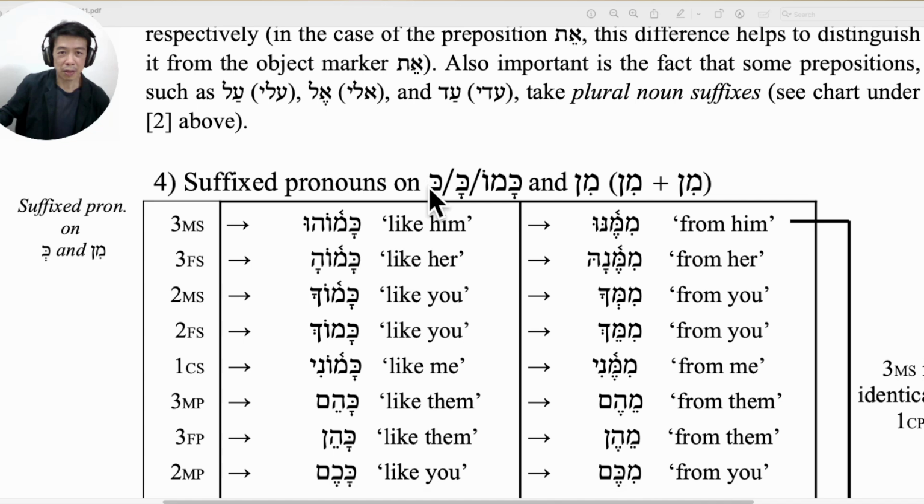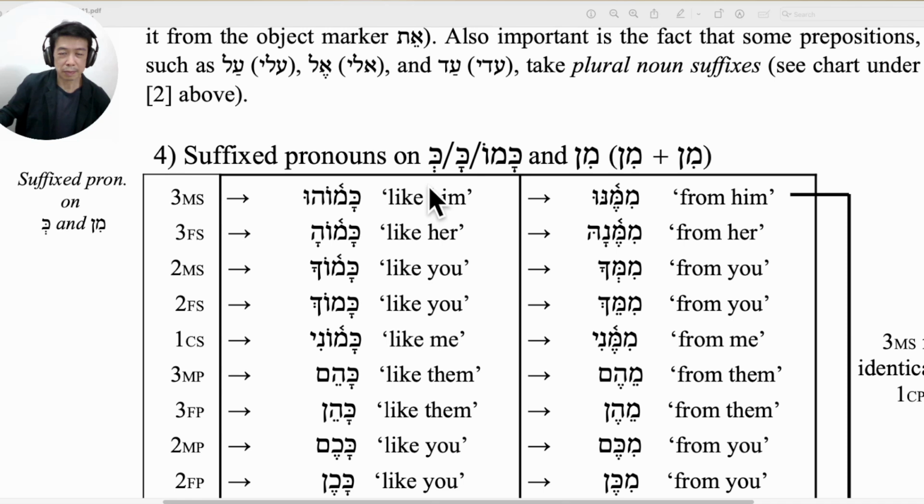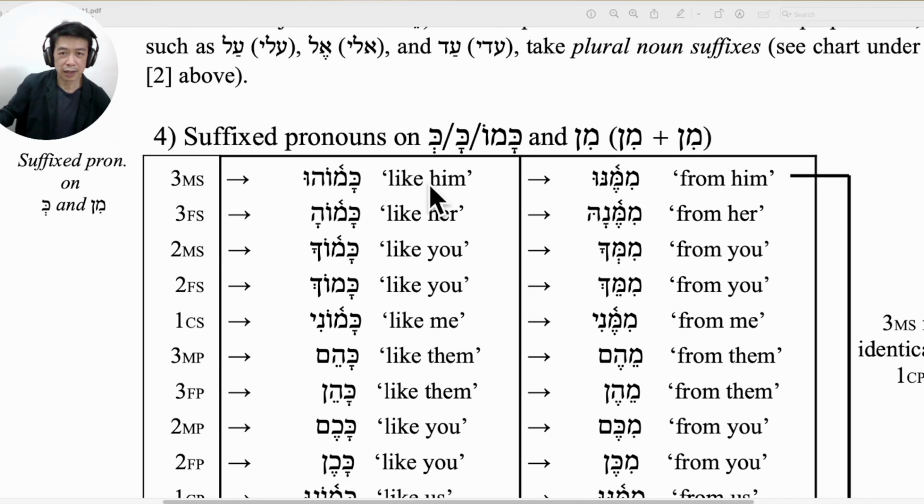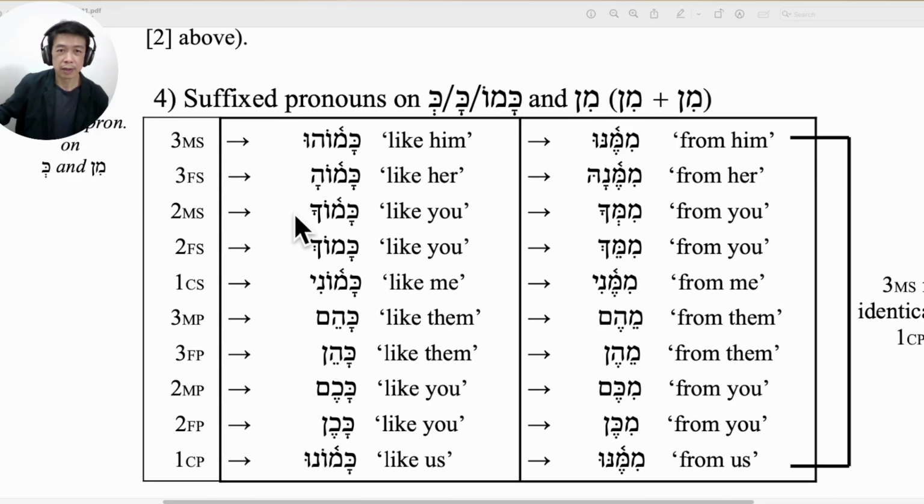Next, let's take a look at some other suffix pronouns on prepositions such as ke and min. Just like before, we can add suffix pronouns to the end of the word to form more expressive meanings such as like him, like her, like you, like me, like them, like you, like us.